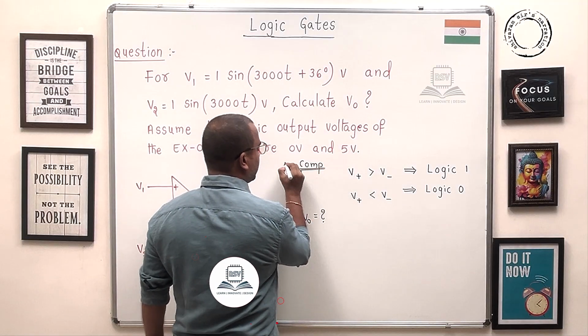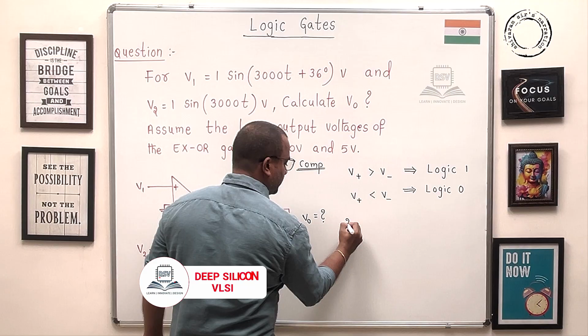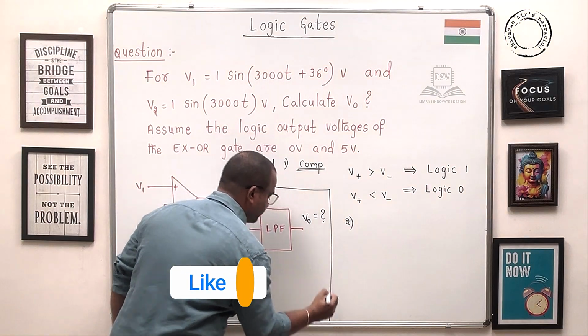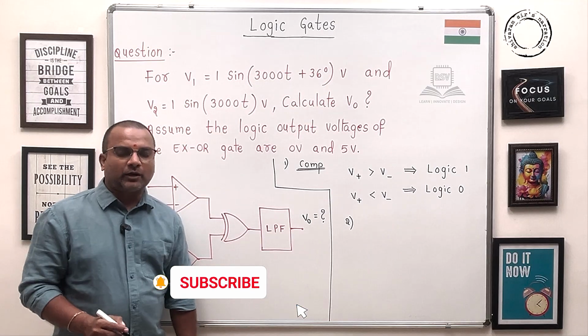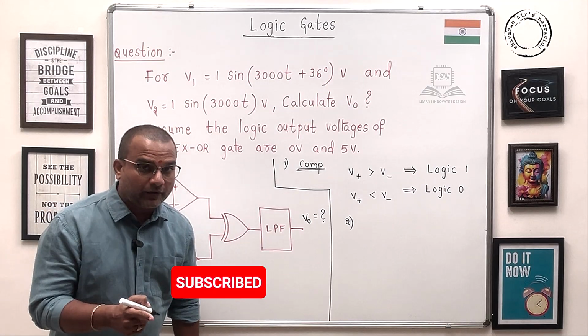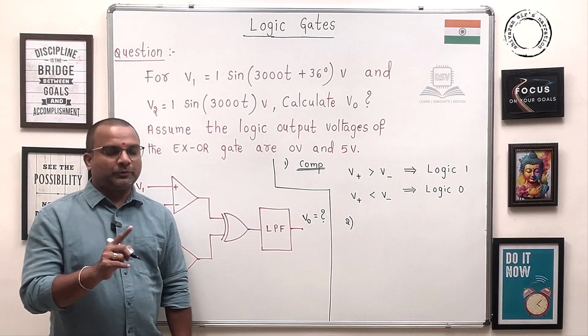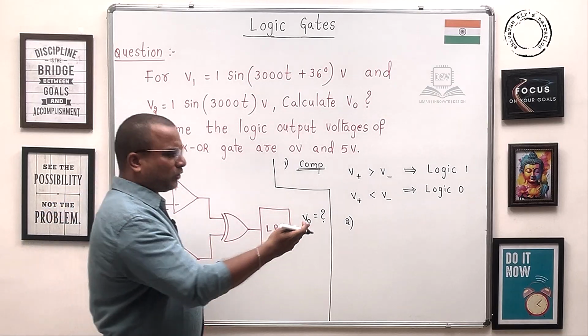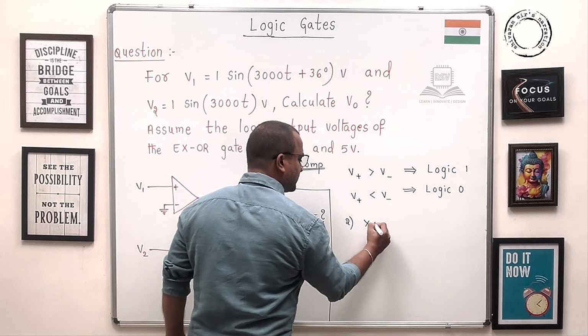Similarly, the second point, that is the XOR gate. You know very well, the XOR gate output is always 1 when inputs are different. When inputs are the same, output is logic 0. That I don't want to write, you know very well.